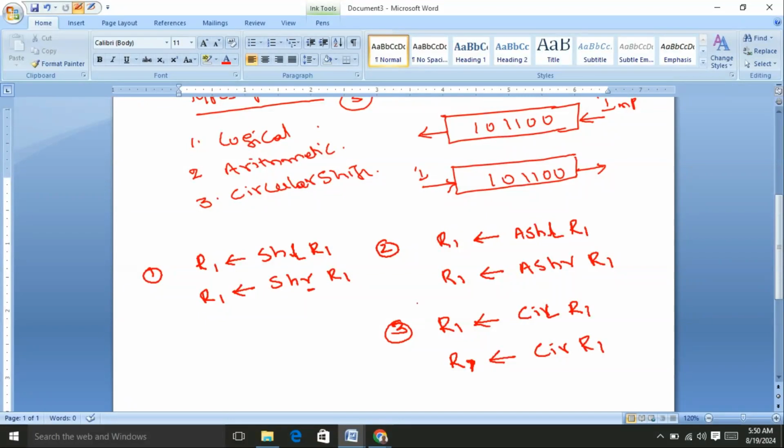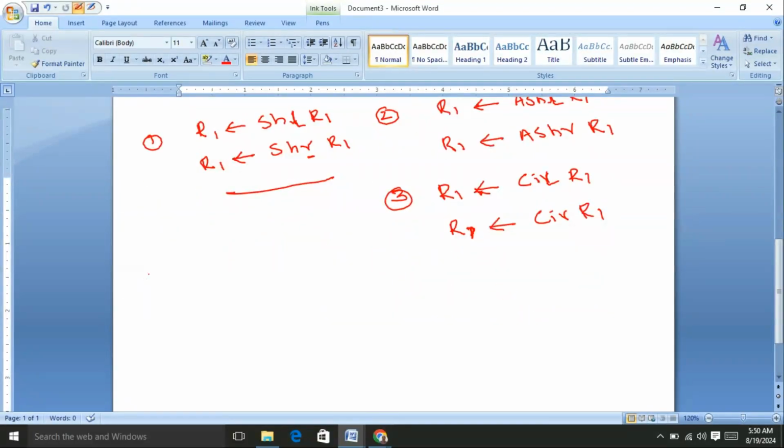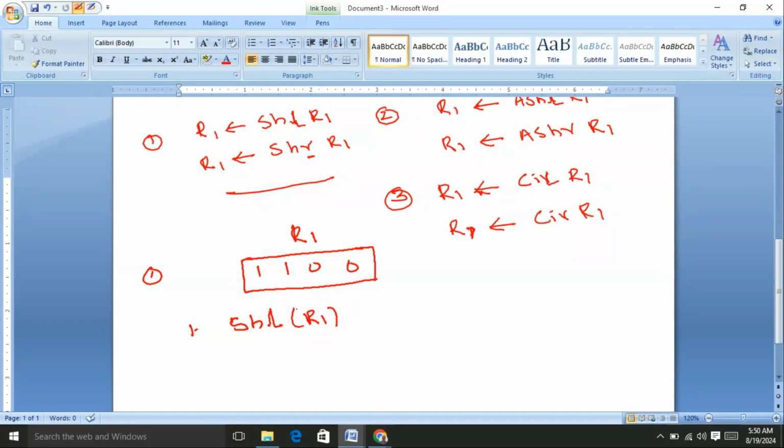So how will the logical shift be implemented? Let us consider the register R1, and suppose it contains 1100. Now I apply the first operation, SHL of R1, that means left shift one bit. The first 1 comes out of the register and vanishes. The next bits are 1 0 0, and a 0 is added at the rightmost side as input. That is the left shift of R1.